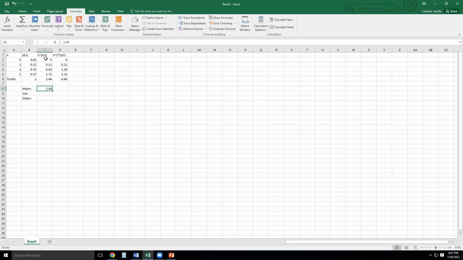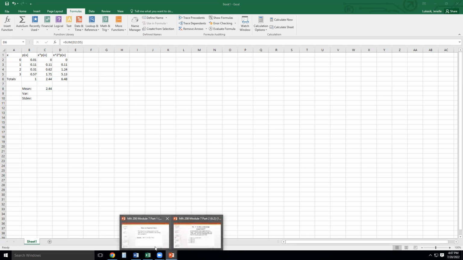What we can do is know that if we do each x times p of x and total it, that number is our mean. We can just copy it over. It's all done. Now the 6.48 here is not your variance, but it gets you very close to it.